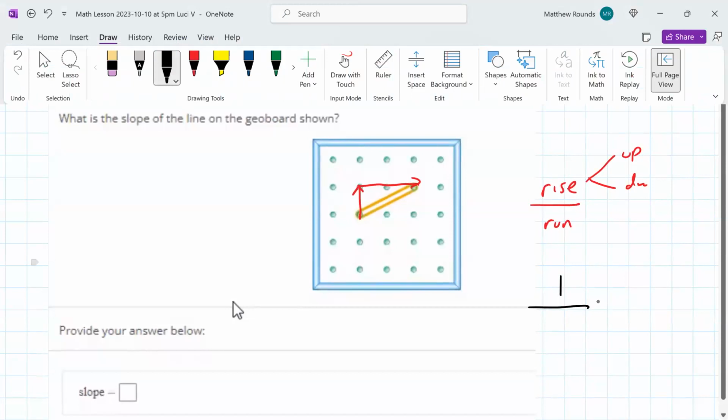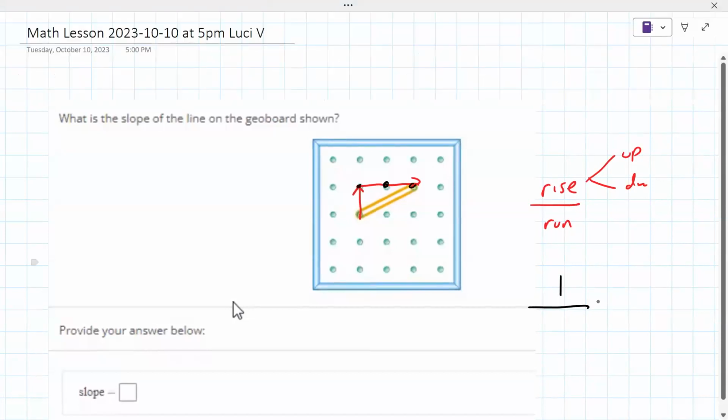3. So you don't count the first one. Oh, so you count, okay, 2. So that is your answer, 1/2. Now it gets more difficult than this, but this is your starter question.